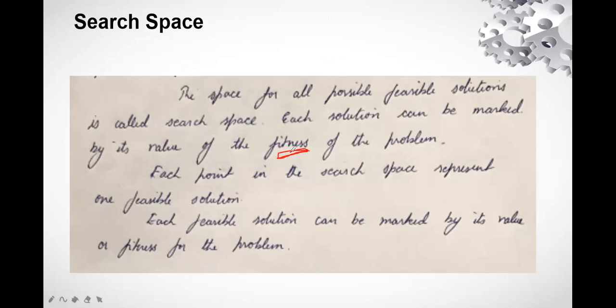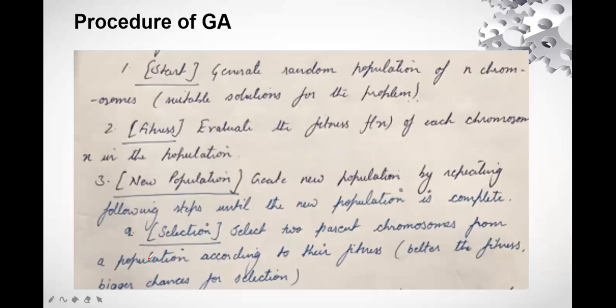We are going to select the chromosomes that have the best fitness, right? And then we are going to use them for evaluation, encoding, and reproduction. Each point in the search space represents one feasible solution. So in the search space, we have a number of points, and each point represents one feasible solution. Each feasible solution can be marked by its value or fitness for the problem. Each point will have its own fitness for the problem, and we are going to find out what the fitness function will be for a specific problem.